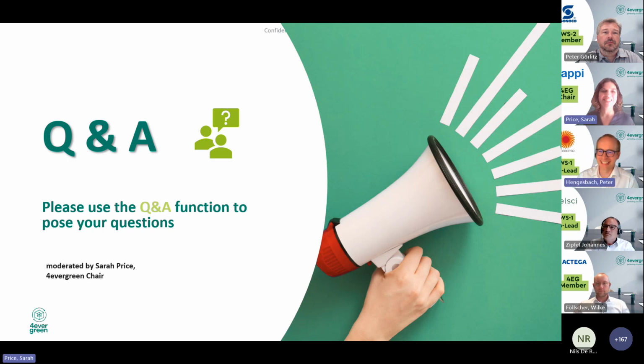Peter or Johannes, either of you want to take that one? Maybe I start with the stickies. I think the stickies, this is something which is reflected in a sheet adhesion test.